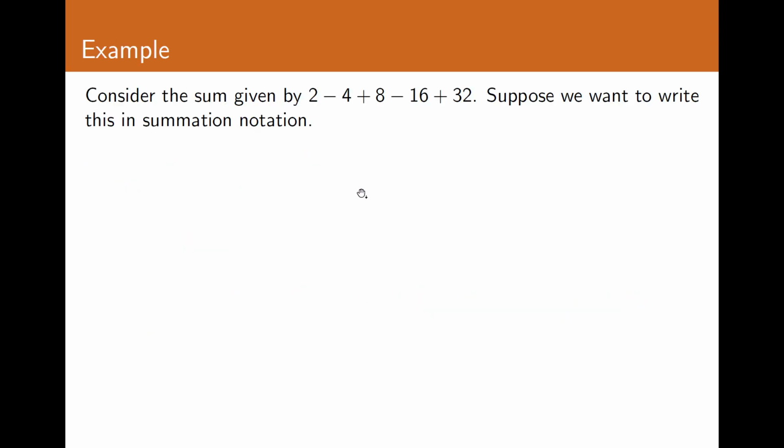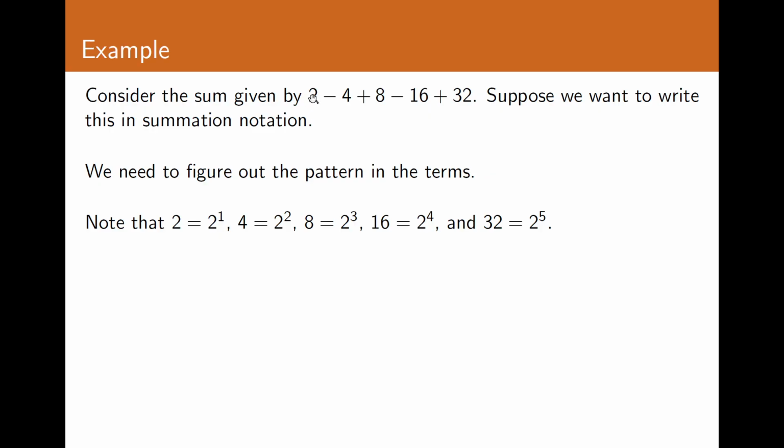So let's look at a couple more examples here. Let's consider this sum given by 2 minus 4 plus 8 minus 16 plus 32. Suppose we want to write it in summation notation. We need to find a pattern to be able to do that. First, what does each term in this sum look like? The first one is 2 to the 1. The second one, if we ignore the signs for now, 4 is 2 squared, 8 is 2 cubed, 16 is 2 to the 4th, 32 is 2 to the 5th. So we step up by the power each time. And then notice we alternate signs: positive, negative, positive, negative, positive.